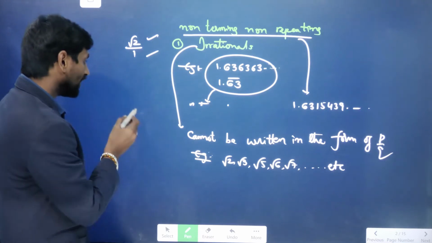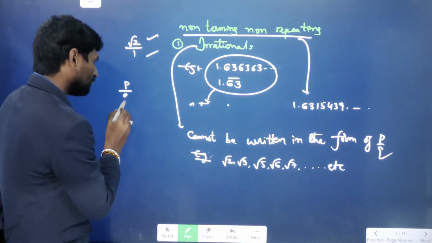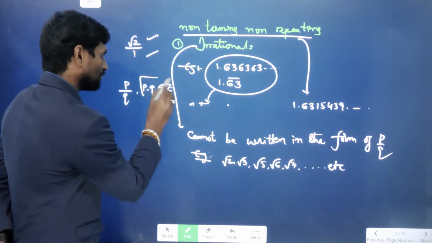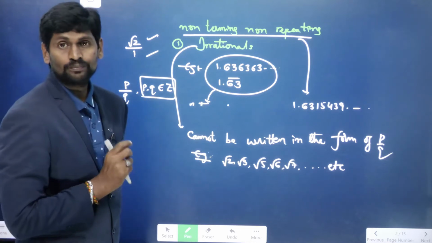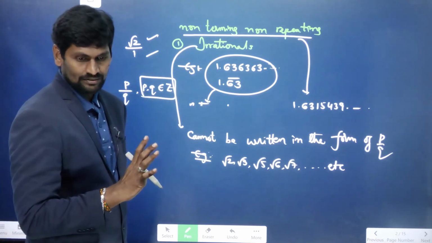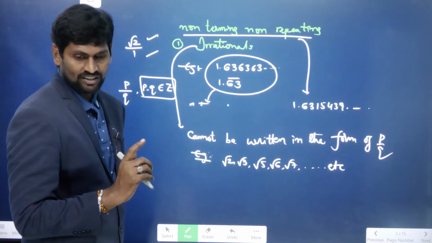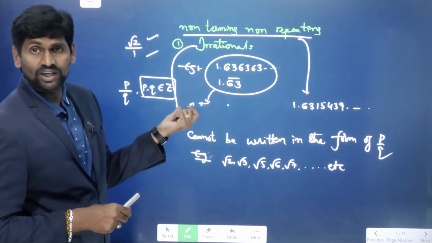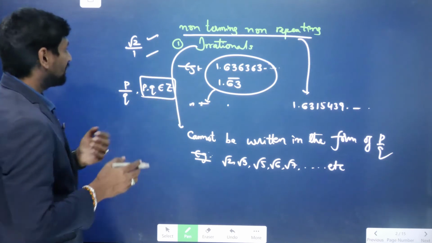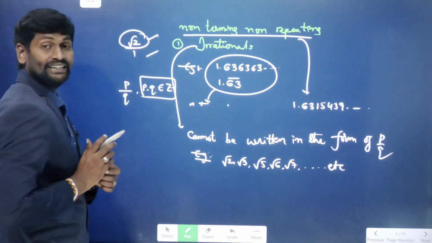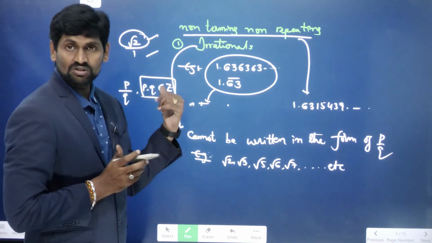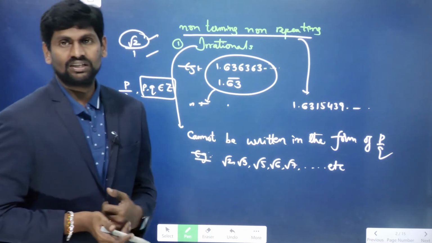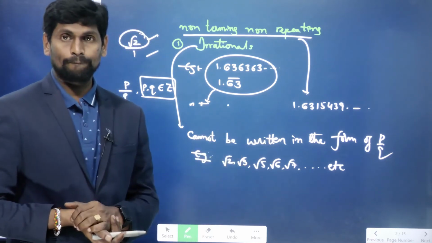No. Why? In the condition of P by Q, P and Q belong to integers. That means P and Q must be integers. But root 2 is not an integer. So root 2 is called an irrational number.